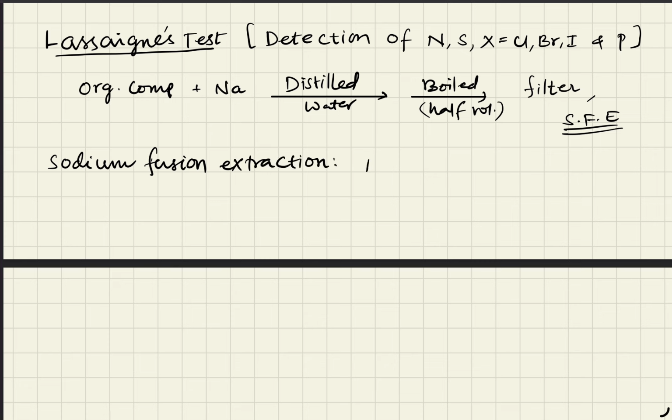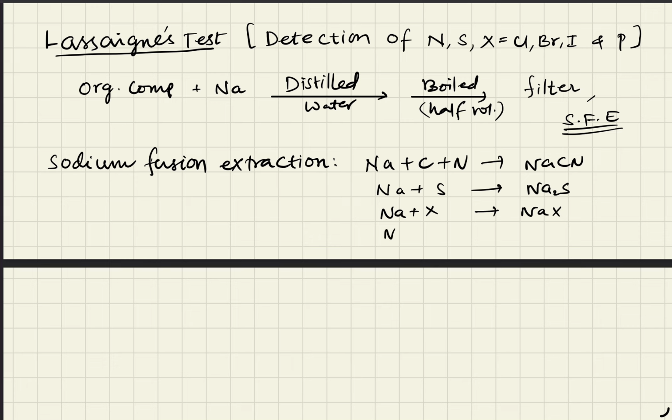In this sodium fusion extraction, sodium plus carbon plus nitrogen forms sodium cyanide. Sodium plus sulfur gives sodium sulfide. Sodium plus halogen gives sodium halide. Sodium plus carbon plus nitrogen plus sulfur gives sodium thiocyanate. These are in the sodium fusion extraction. By using this extraction, we can identify the different elements.